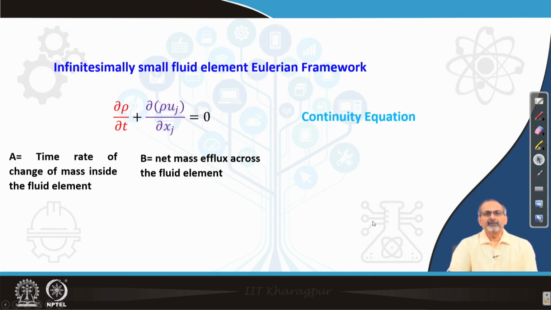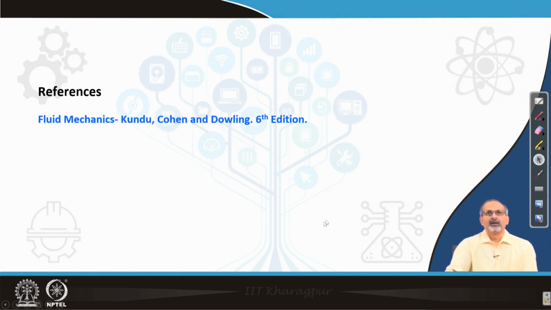When we talk about an infinitesimally small fluid element in Eulerian framework, then the continuity equation reduces to a differential form like the way we are showing over here. Again, you have a time rate of change of mass inside the fluid element and a net mass efflux across the fluid element. You can use this reference, Fluid Mechanics by Kundu, Cohen and Dowling, the 6th edition in particular, which is a very nice reference to go through the fundamentals of fluid dynamics.